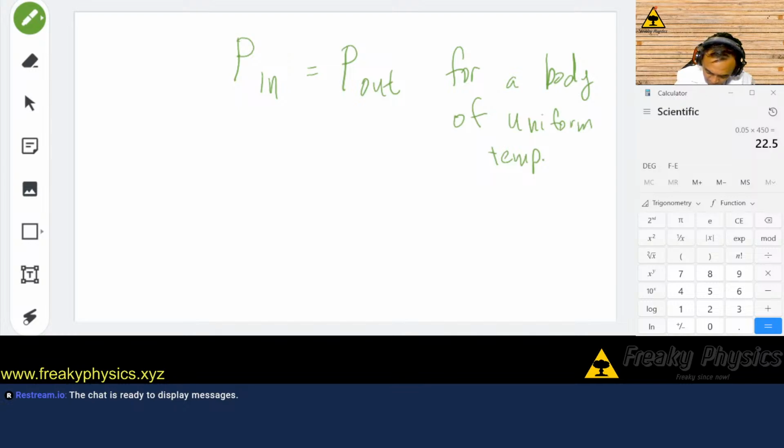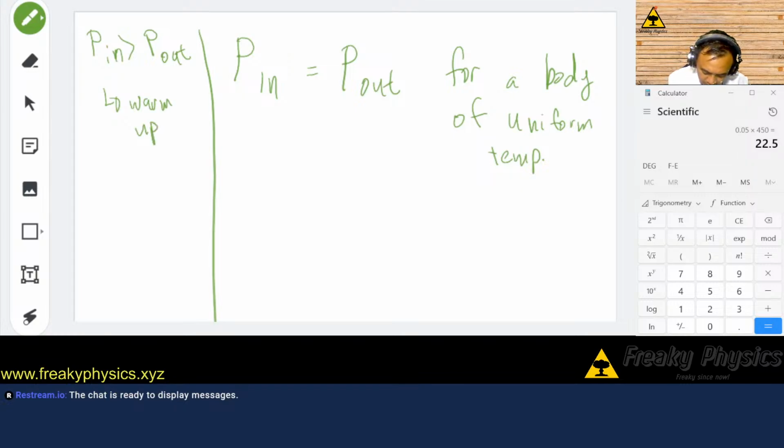Before we complete this, what does it mean if the power in, the input power or the incoming power, is larger than the output power? This means the body will warm up, right? So warm up. And then similarly, in the other case wherein the power in is less than the power coming out of the system or out of the planet, the body or the planet, or in this case the moon, should cool down. So this is what we call the energy balance.